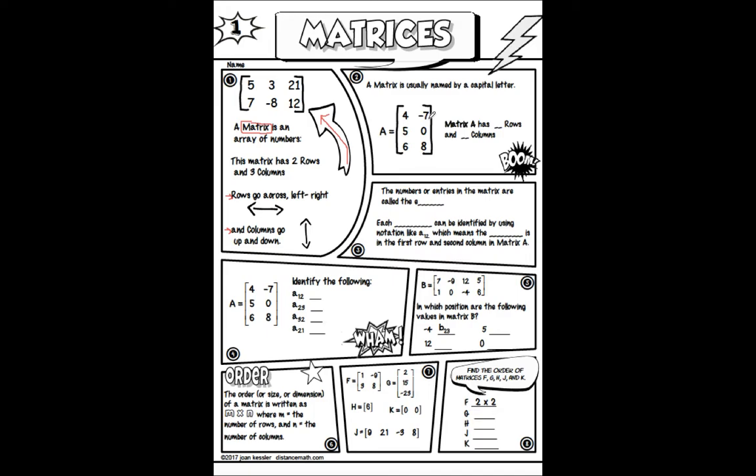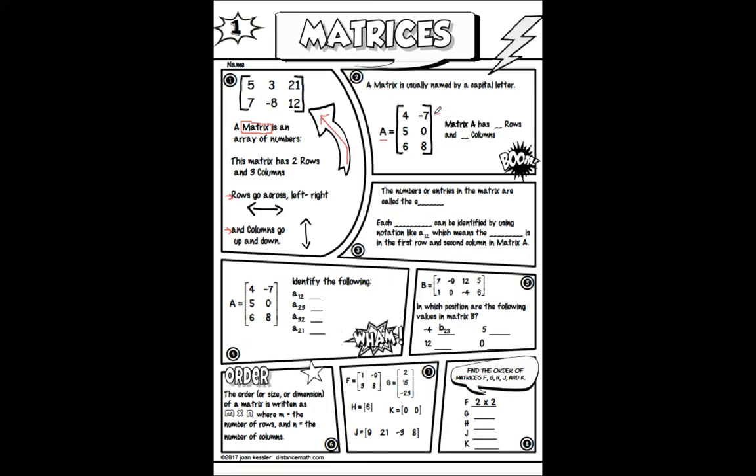It says a matrix is usually named by a capital letter. So you can have multiple matrices, but each matrix is usually different, and each matrix will have its own capital letter. This particular matrix has how many rows and how many columns?